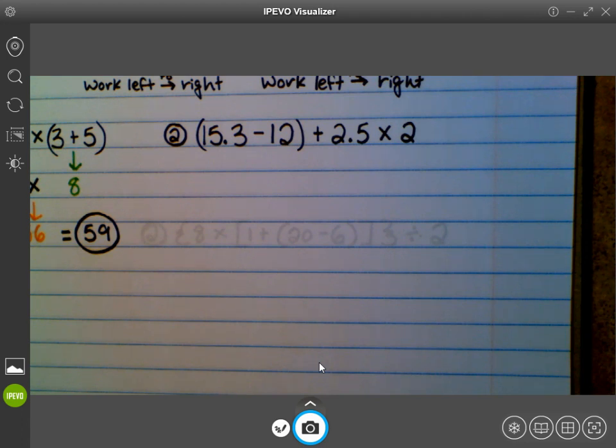And if you're still using the first notebook you got for this year, you guys, your division notes or your decimal notes should be towards the front of your notes too. Just a reminder.